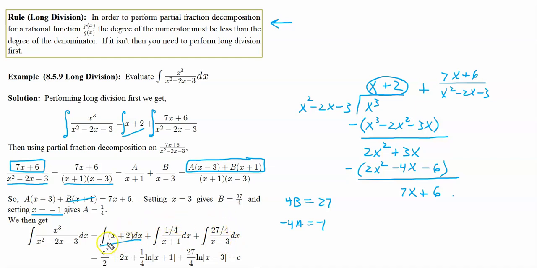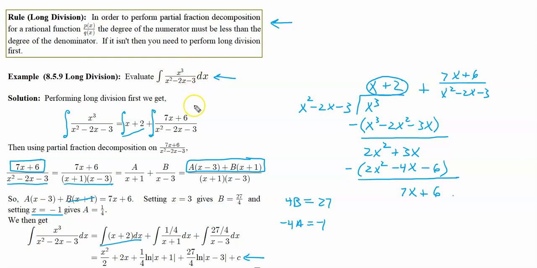Integrating each of these, this of course is x squared over 2 plus 2x plus, and then this is going to be 1/4 the natural log absolute value of x plus 1, and this is going to be 27 over 4 times the natural log of the absolute value of x minus 3 plus C, and there is your answer. So now you see how to do a problem like this when the degree of the numerator is larger than the degree of the denominator.